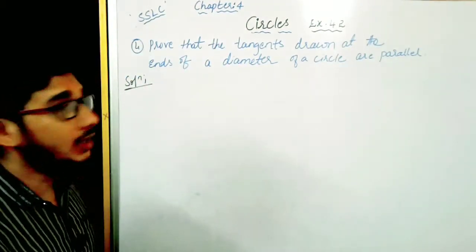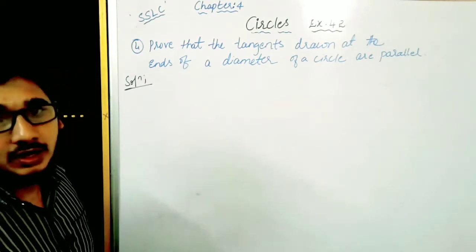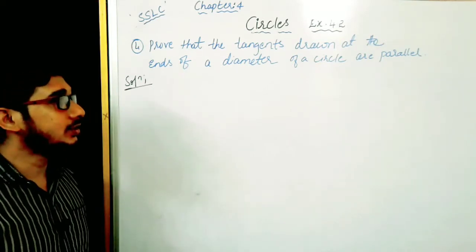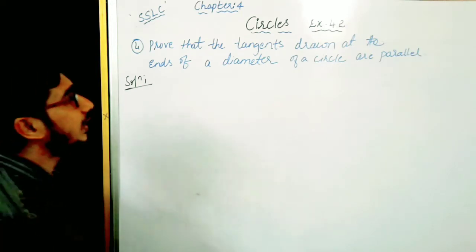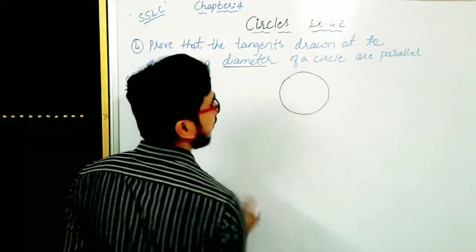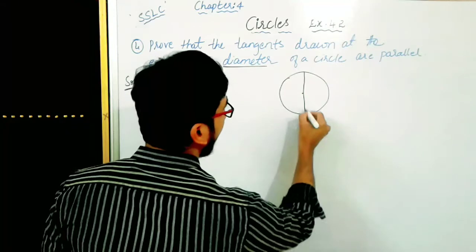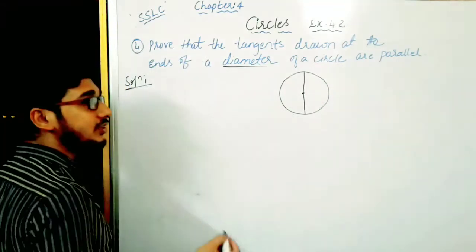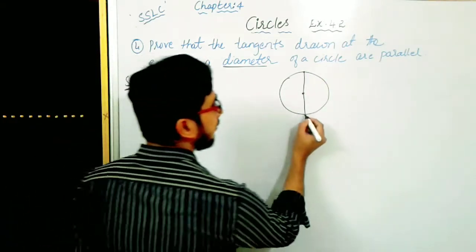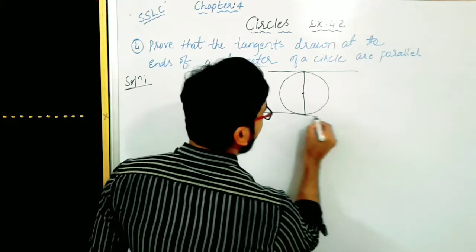Students, we have the fourth question now. Prove that the tangents drawn at the ends of a diameter of a circle are parallel. So this is a circle, and this is the midpoint, and this is a diameter. Tangents drawn at the ends of the diameter means this is a diameter and this is a point of contact for the circle and the tangent.